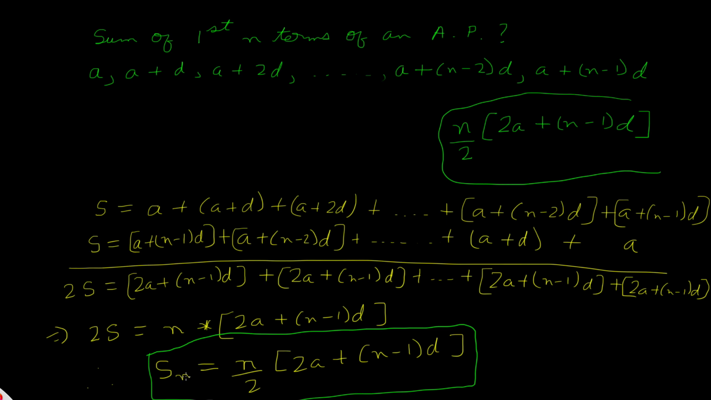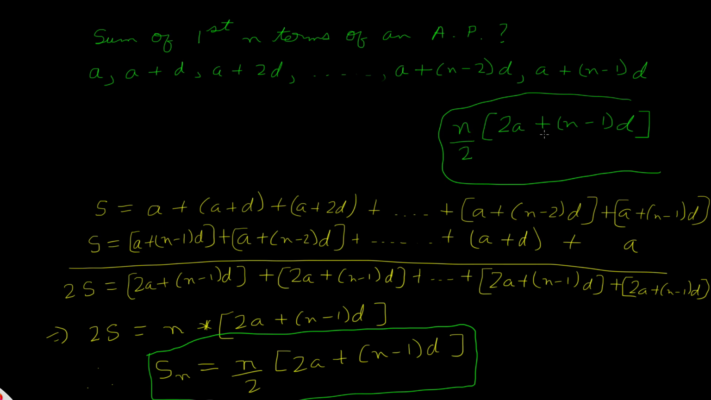A few things to keep in mind here: you don't have to learn or remember this formula. One way to think about it is, if you add the first term and last term, what would you get? 2a plus n minus 1 times d. And similarly, if you keep on adding the second term and the second last term, you'd keep on getting this expression 2a plus n minus 1 times d. And what you are doing is adding this 2a plus n minus 1d half the number of times there is total number of terms. So 2a plus n minus 1d times n divided by 2.